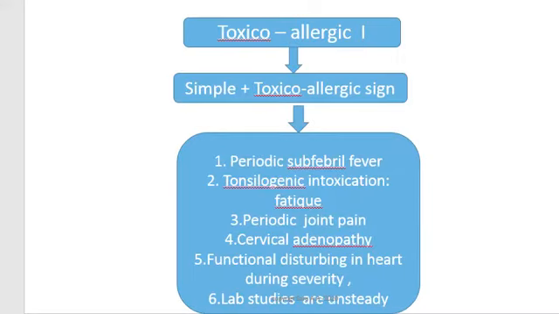During toxic allergic 1, except the simple signs, there will be toxic allergic signs, such as periodic subfebrile fever, tonsillogenic intoxication such as fatigue, periodic joint pain, cervical adenopathy, and functional disturbance in the heart during the severity. But all these laboratory studies are unsteady. I mean, the patient has a pain in the heart, but if we do any EKG, we can note no sign of it.